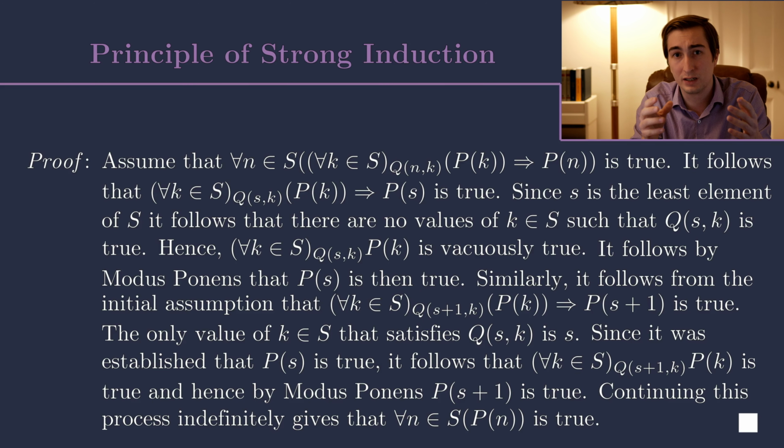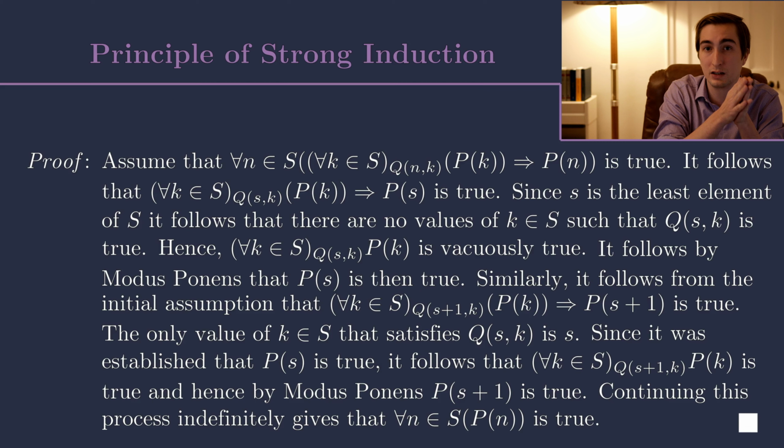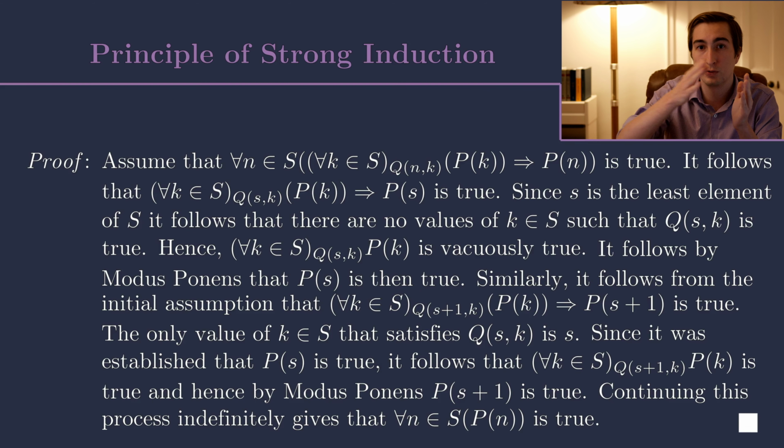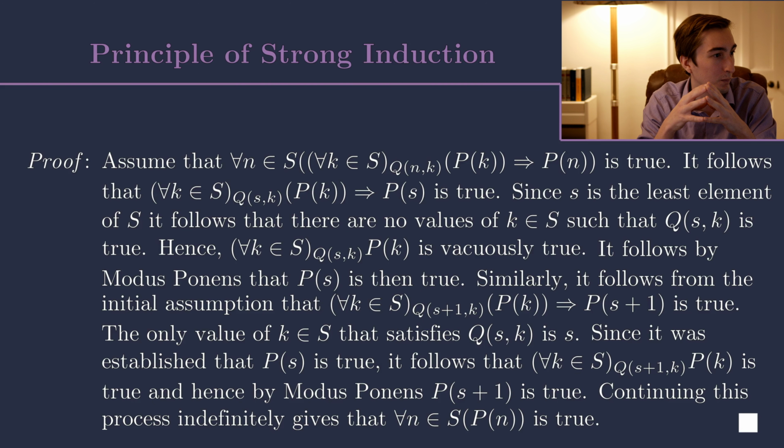So what's the difference here between a weak induction and a strong induction? Well, the first thing is that we're making a stronger assumption. We're assuming that P(n) is true for all values up to some value, say k, and we're showing that it's true for k plus 1.